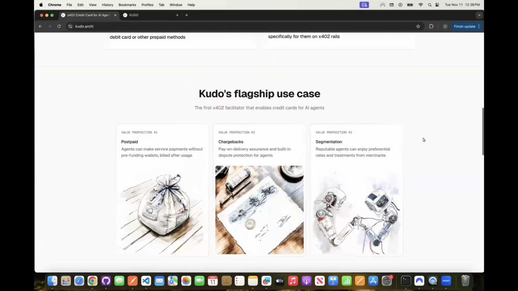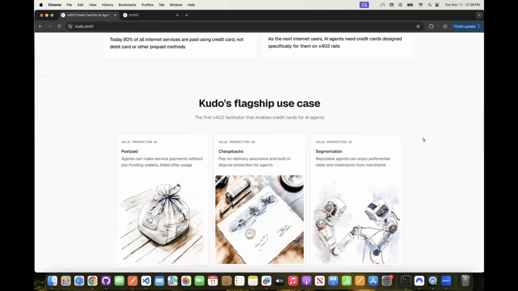So what we can get from this is 3 things. The first, obviously, is the concept of postpaid payments. Instead of agents having to pre-fund their wallets to make X402 payments, they can make promises for future payments and be billed after usage. Secondly is the idea of chargebacks. And finally, segmentation, where more reputable agents can enjoy more preferential treatment from merchants and preferential rates.